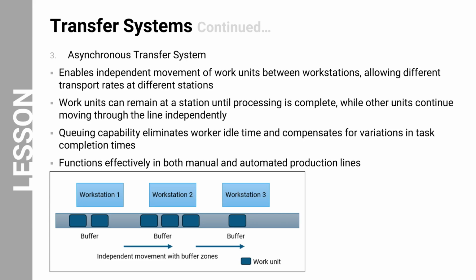An asynchronous transfer system allows independent movement of work units between workstations. This type of transfer system provides the flexibility of keeping a work unit at one workstation in the production line until its processing is complete, while allowing the units at other workstations to be transported at another rate. An asynchronous transfer system can be used effectively in both manual and automated production lines. This transfer system allows the formation of queues of work units in front of workstations to address the variations in worker task times and prevent potential delays in the overall production rate and schedule.